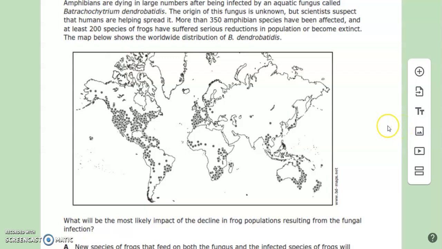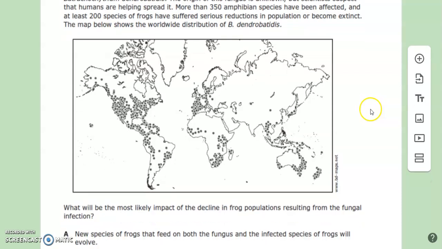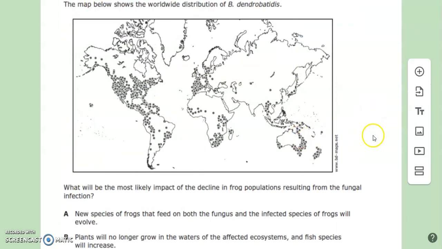This next question says that there is a fungus that is killing amphibians in large numbers. The graph shows the location and presence of the fungus throughout the world. It then tells you that more than 350 amphibian species have been affected, and at least 200 species of frogs have suffered serious reductions in populations or become extinct. So we have this fungus that is killing a bunch of frogs and other amphibians. What would be the most likely impact on the decline of frog populations resulting from the fungal infection?